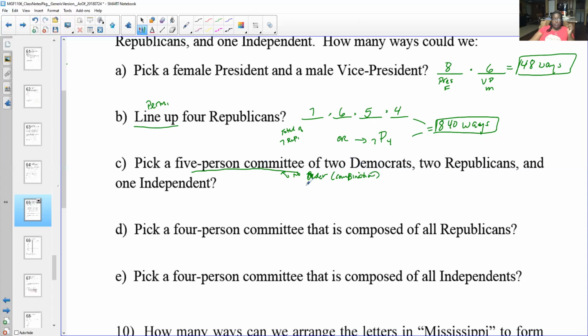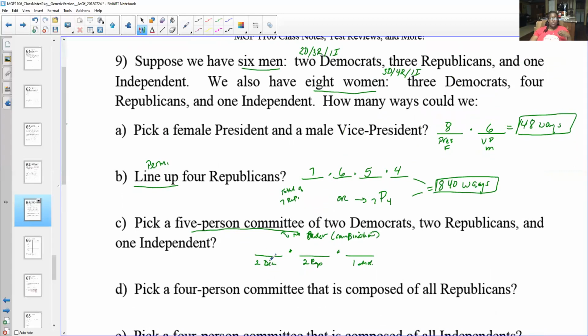So now we need these different categories. We have a 5-person committee that consists of Democrats, Republicans, and Independents. So we need a line for Democrats, a line for Republicans, and a line for Independents. We need 2 Democrats, 2 Republicans, and 1 Independent. We are going to use our combination setup to write our structure. This is how we're choosing, because remember, we got a group of these people that we're choosing from. So now we go back up here.